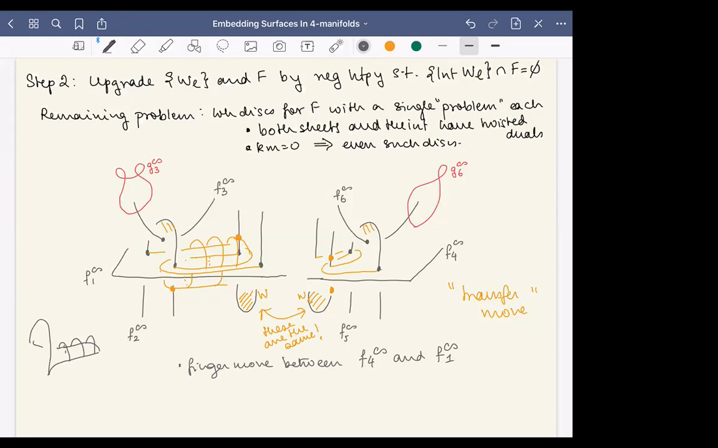So by using this, I can get rid of all the intersections of my Whitney disks with F. Now my Whitney disks are in the complement, and then I'm done. That completes step two. And that completes the proof.